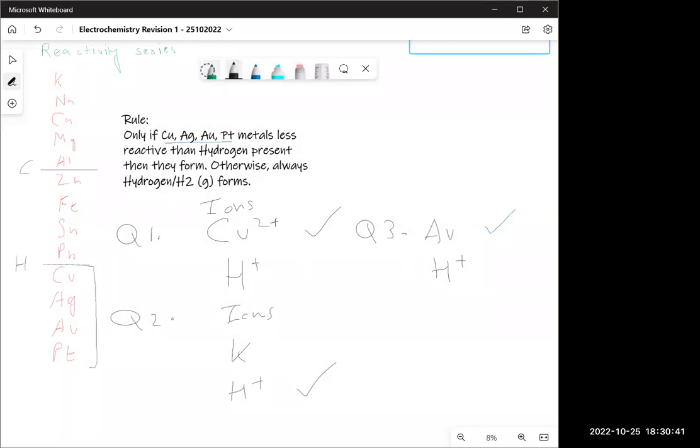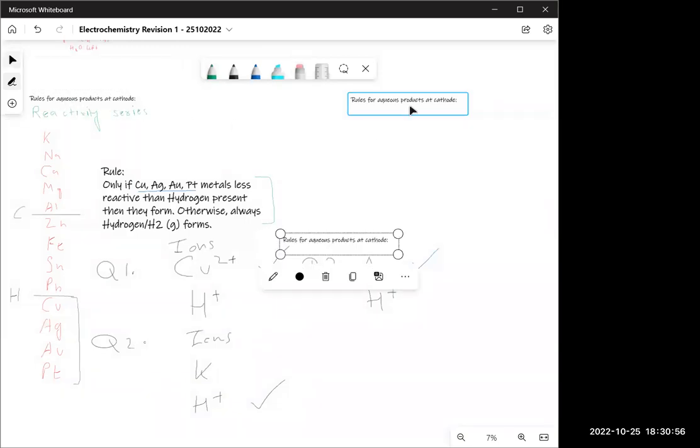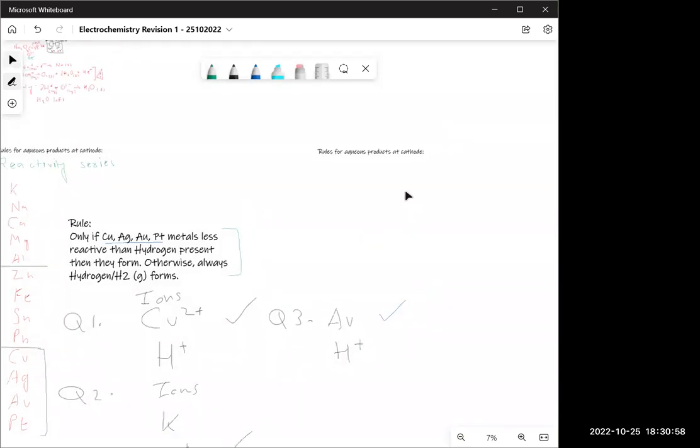Now you have to memorize this rule by heart. That's the only way you can memorize it. I've given a very small, tiny rule, right? If these are present, they will form. Otherwise, always hydrogen gas. Now, I just want you to write one thing, then the class is over. Rules for the aqueous products at anode.